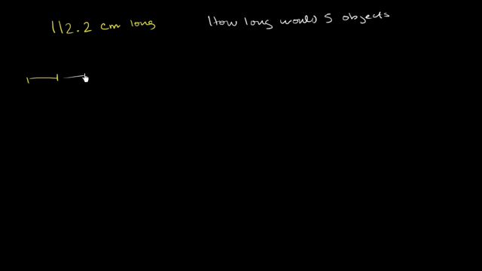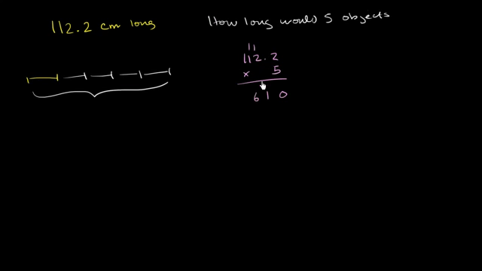So you have one object, you put another object, 3 objects, 4 objects, 5 objects. How long would this be? Before we even talked about significant figures, you would just say, well, it's 112.2 times 5. So let's multiply that out. 5 times 2 is 10. Carry, or regroup, the 1. 2 times 5 is 10, plus 1 is 11. 1 times 5 is 5, plus 1 is 6. 1 times 5 is 5.